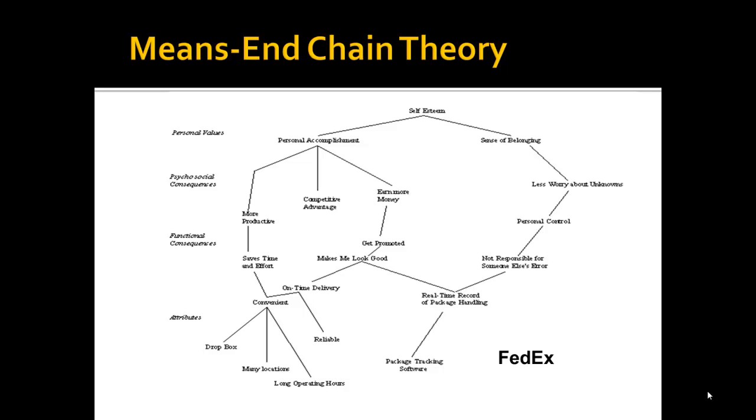We can see if we go back down, the reliable, right, which is just to the right of the drop box in many locations, long operating hours. That leads to on-time delivery, which now makes the person look good. So that's probably a psychosocial consequence. And we can note that before we go up that the last concrete attribute, which is package tracking software, that leads to real-time record of packages and handling, abstract attribute.